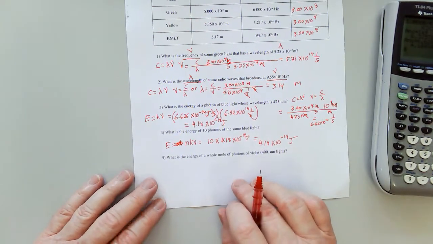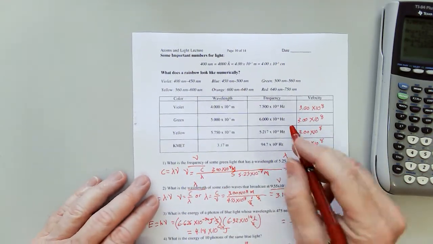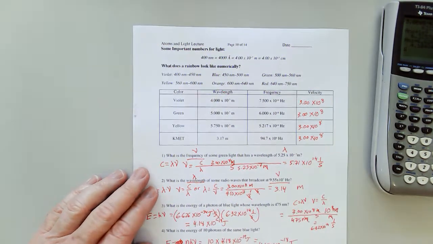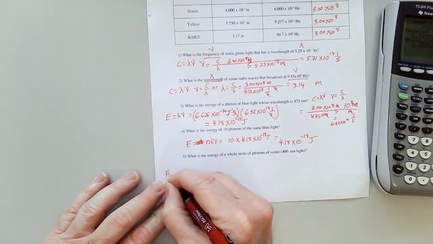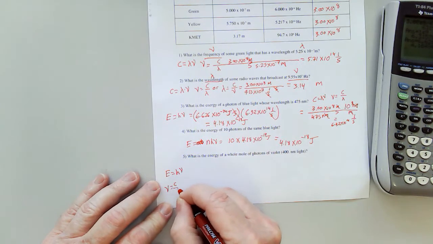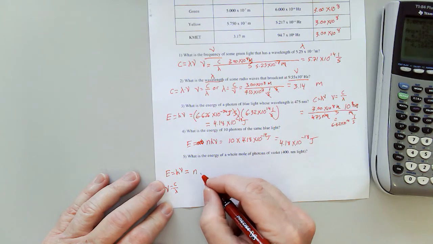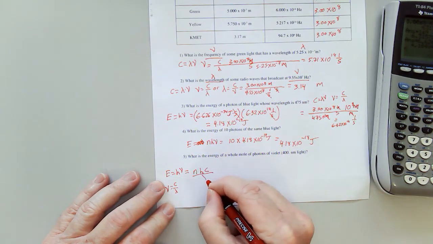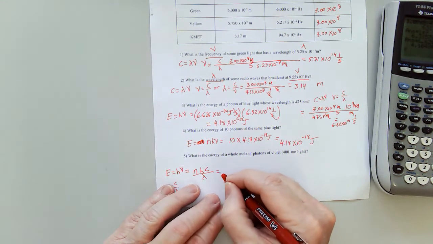400 nanometer light. Okay? Actually, if I go back up to this table, the frequency is already given. It's that same number right there. But I'm going to do this problem a little bit differently. If E equals h nu and nu equals c over lambda, E can equal n, the number of particles, times h times c over lambda. Put all those things together.